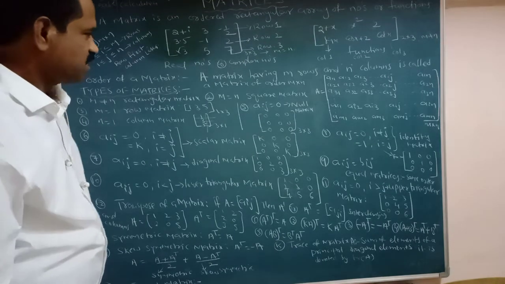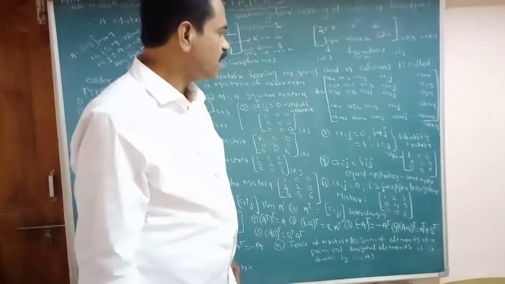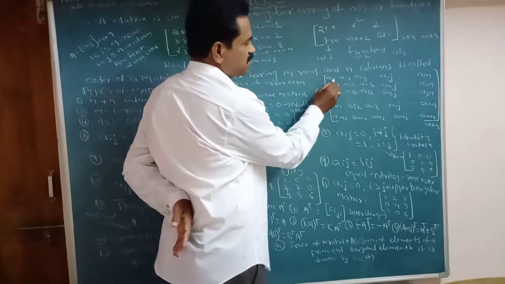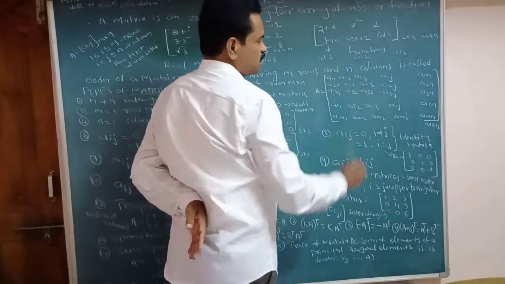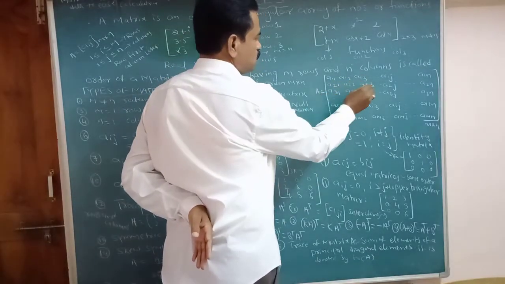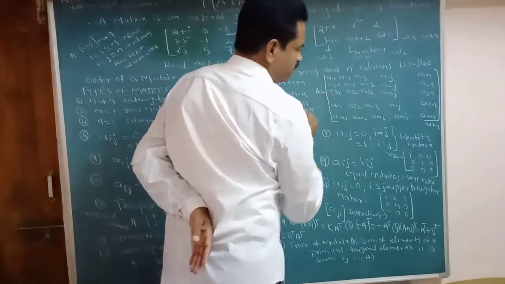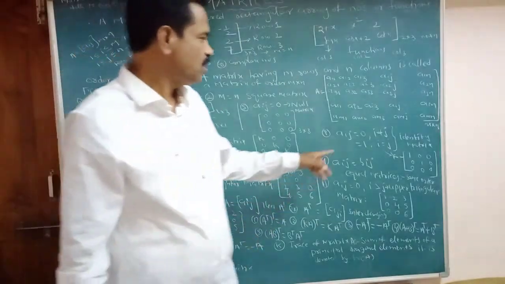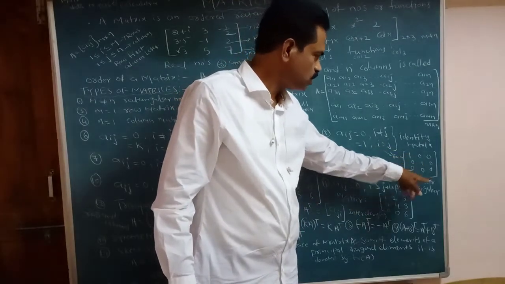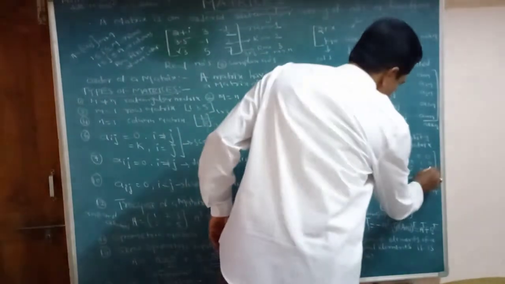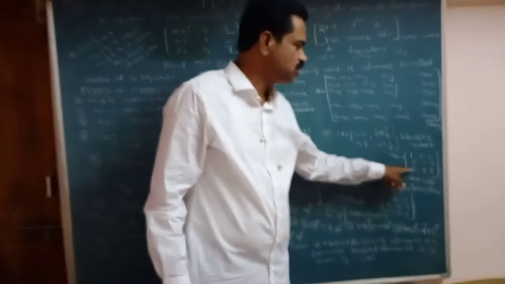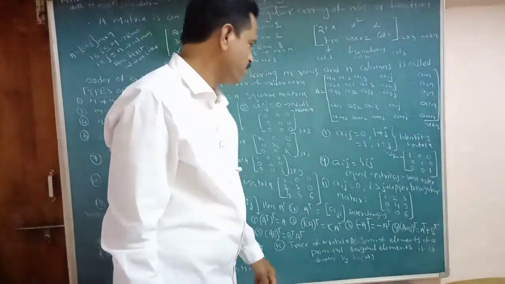Next one, Aij equals 0 when i not equal to j. If i equals j, then it is 1. I equals j means 1,1, 2,2, 3,3, so it is 1, and the remaining are all zeros. So it is the identity matrix, Aij equals 1 when i equals j: 1,1, 2,2, 3,3. The identity matrix is 1 0 0, 0 1 0, 0 0 1. This is a 3 by 3 matrix.